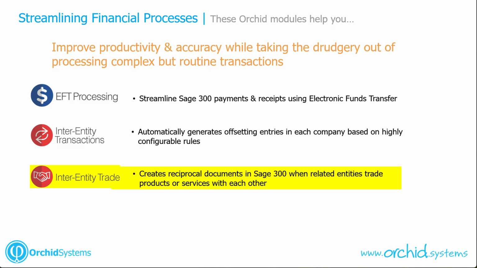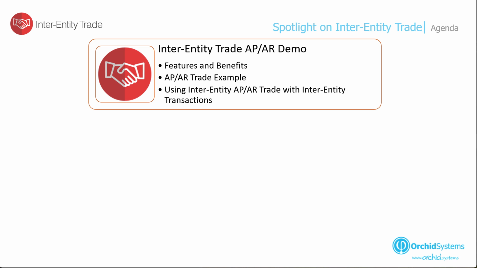Last year, we presented webinars on inter-entity transactions and inter-entity trade, focusing on order entry and purchase orders. Inter-entity trade is used to create reciprocal documents in Sage 300 when related entities trade products or services with each other. Today, we will present on automating transactions in accounts payable and accounts receivable, where mirroring AP and AR invoices and the related settlements with AP payments and AR receipts between entities. We'll explore the features and benefits of inter-entity trade and examine two scenarios where inter-entity trade mirrors AP and AR transactions.